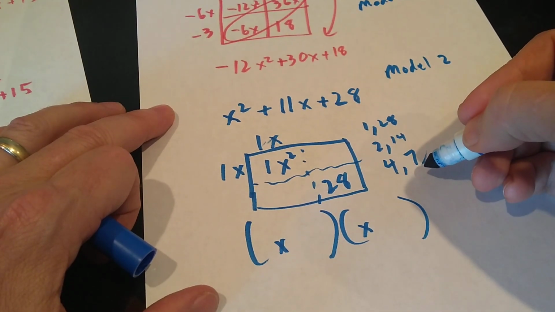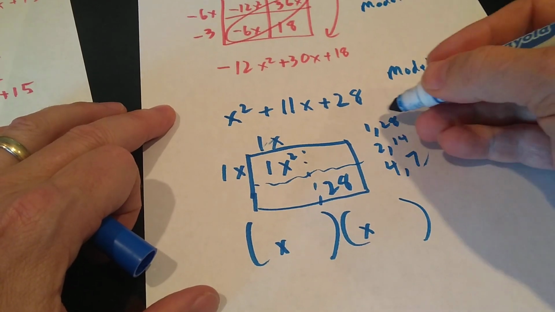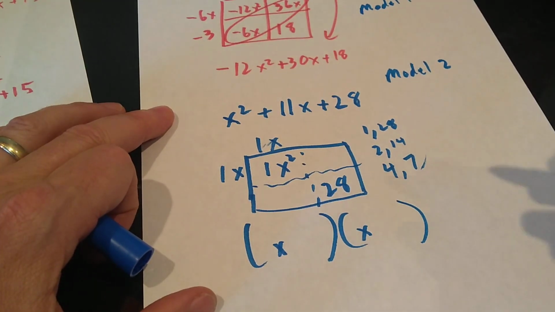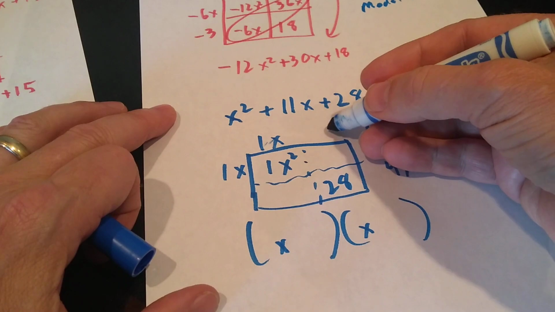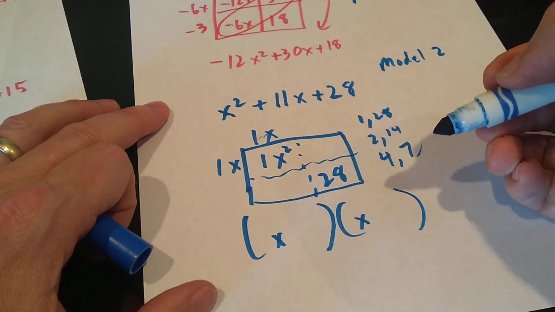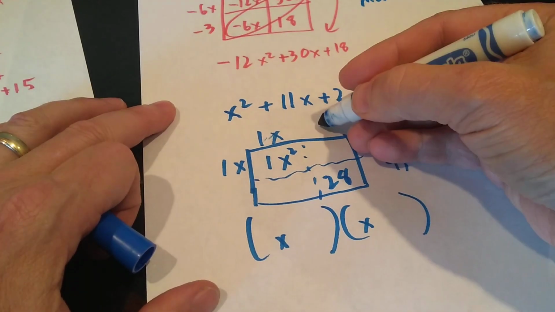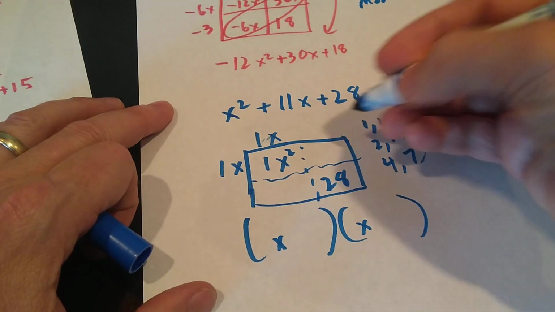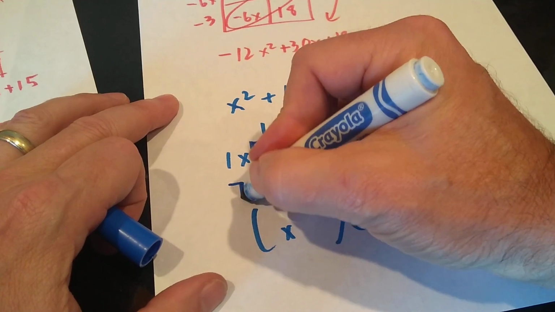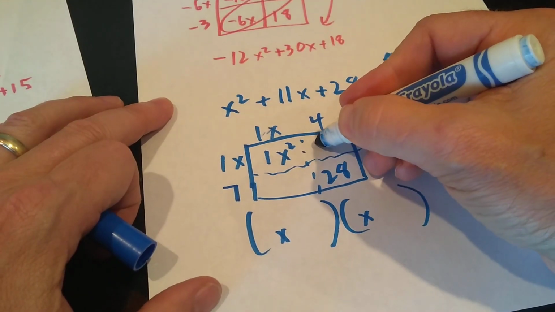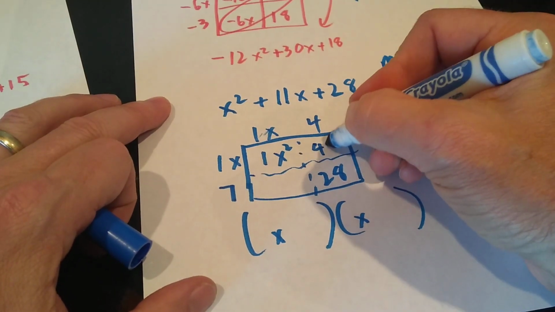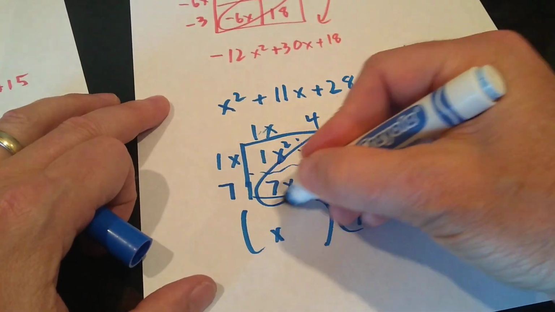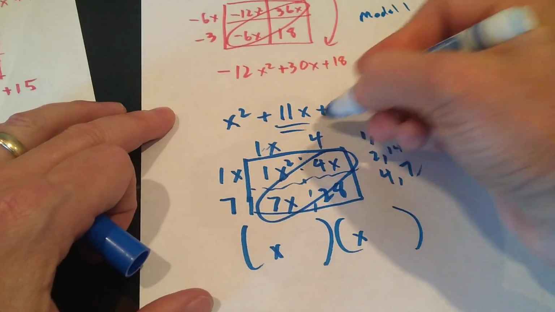Okay, so the question is, which of these combinations ends up getting me 11 here? And I might just have to try some. Like if I put 1 and 28, I'm like, well, 1 and 28 don't add up to that. They add to 29. And 2 and 14, that would add up to 16 in the middle. That doesn't work. Oh, 4 and 7. I put 4 and 7 there. 1x times 4 is 4x. 1x times 7 is 7x. Oh, great. Those two add up to 11, which is what I need.